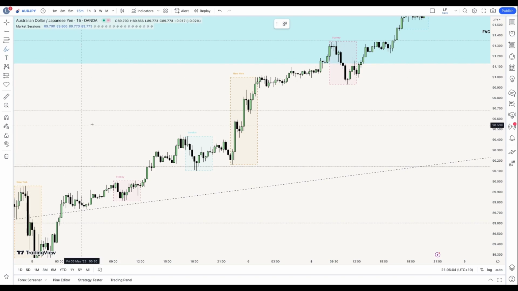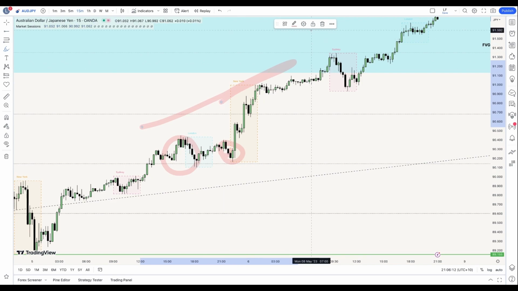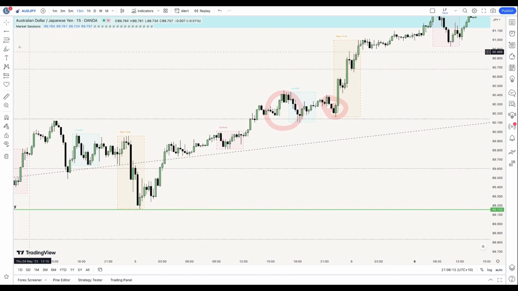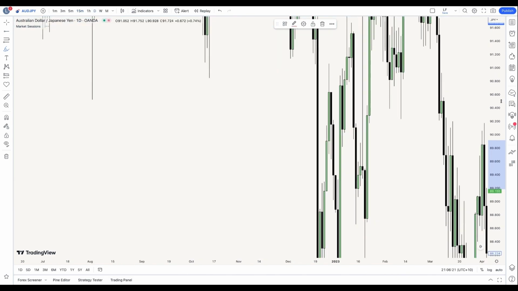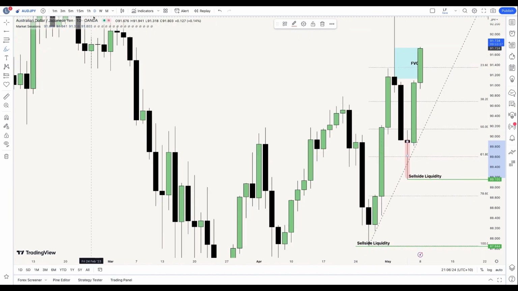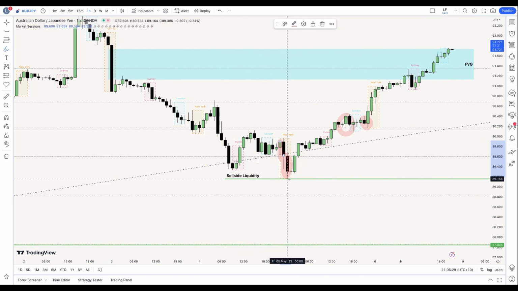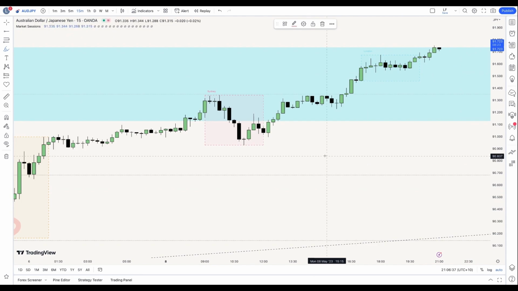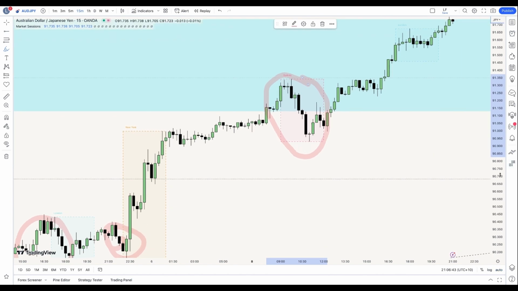Where is my highlighter? So it's grabbing liquidity here, it's grabbing liquidity here. Sorry, it's grabbing liquidity here. And if I go back to the hourly time frame, you can see that these are all liquidity grabs. Grab liquidity, traveling upwards. Grab liquidity, traveling upwards. So I participated in this trade, in the counter trend liquidity grabbing trade. Why? Let's zoom in and find out.